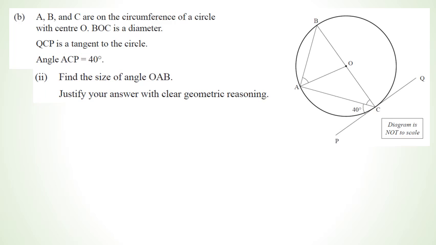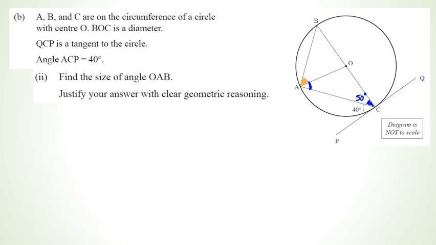Alright, so with this question you've been asked to find angle OAB. So basically you've been asked to find this little angle here. Alright, so what do we know? We know from the previous question that this little angle here is 50 degrees. So because we have that 50 degrees, which is angle OCA, our next job is to try and figure out what this angle here is.